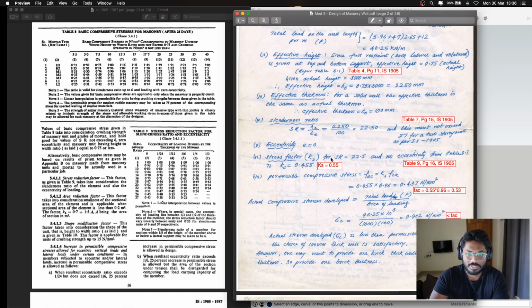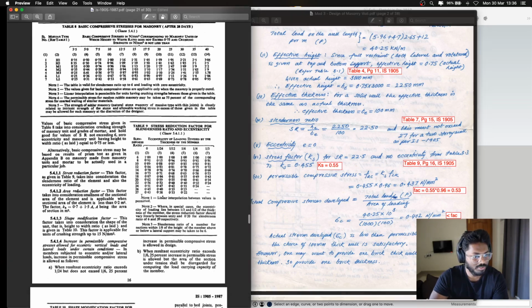Next, the stress reduction factor over here is 22.5 and no eccentricity involved. So let's just go to 22.5, which is somewhere in between 22 and 24. Yes, linear interpolation is allowed. You can do linear interpolation to get a much more accurate value. But since we're dealing with eccentricity, and the eccentricity over here is 0, anything divided by 0 is 0. So eccentricity of the loading divided by the thickness of the member, which is 0 by 0.1 meter, will be 0.